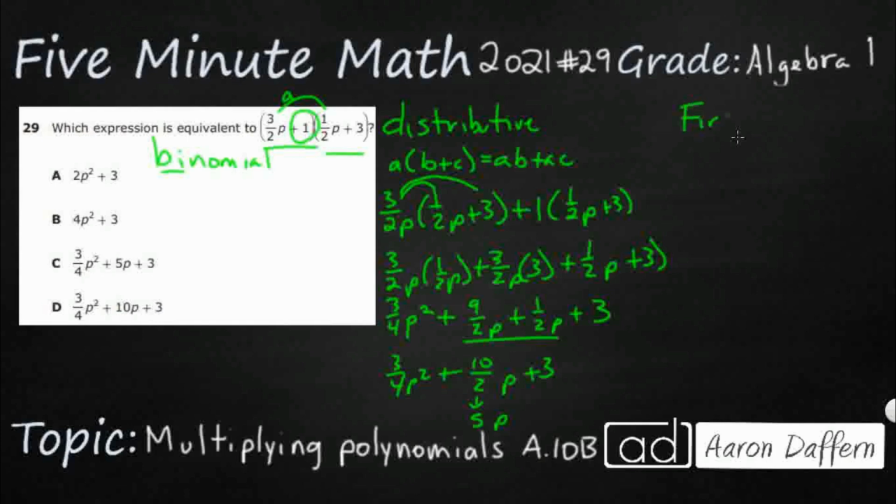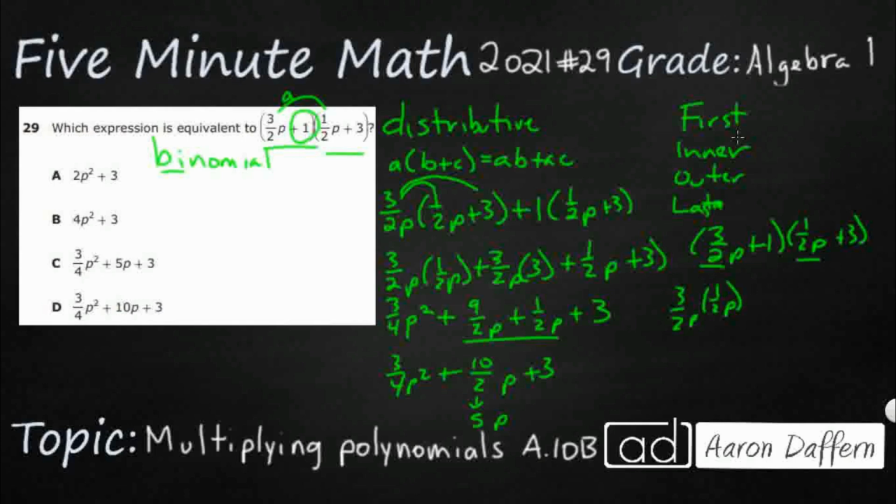So that's first, inner, outer, last. This is just kind of a shortcut of this distributive property, right? So we take our two binomials here, which it only works for binomials. If you end up having a trinomial, it's not that effective. P plus 3. And you take your first, right? So that's going to be 3/2 P and 1/2 P.